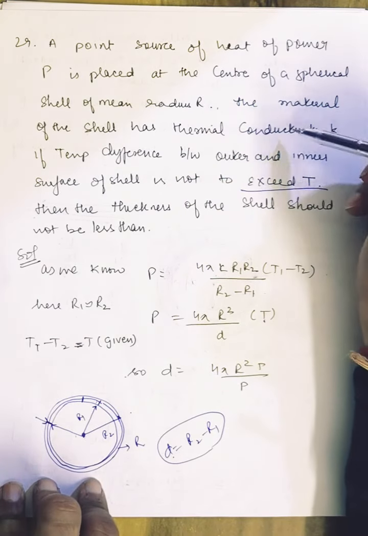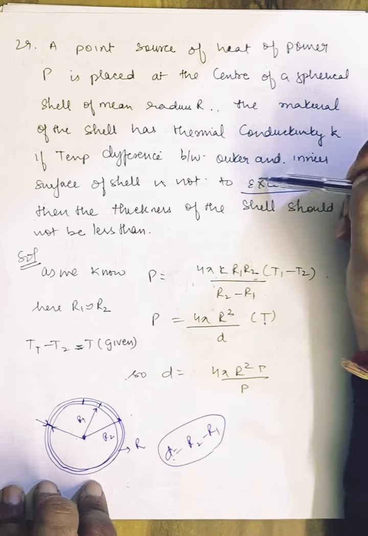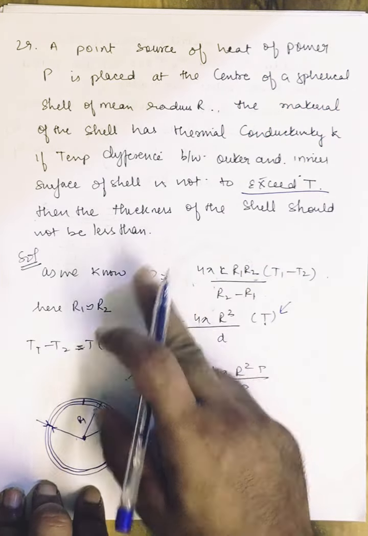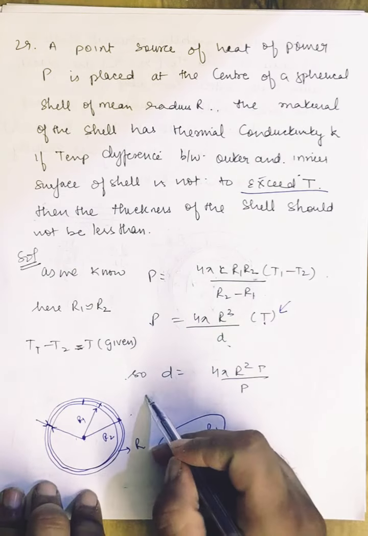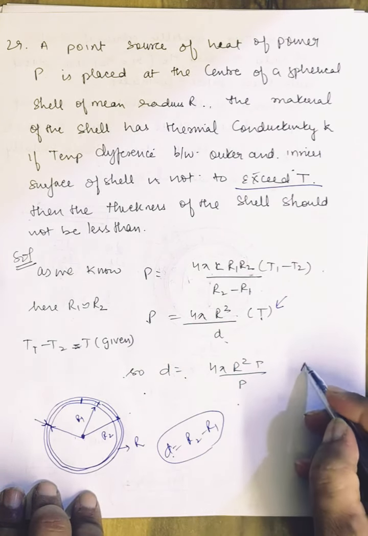The material of shell has thermal conductivity K. If the temperature difference between outer and inner surface of shell is not to exceed T, then the thickness of the shell should not be less than. So they are asking the thickness of the shell. From here we calculate the thickness of the shell. D is equal to 4 pi R square K T divided by P, and that's the answer to the question.